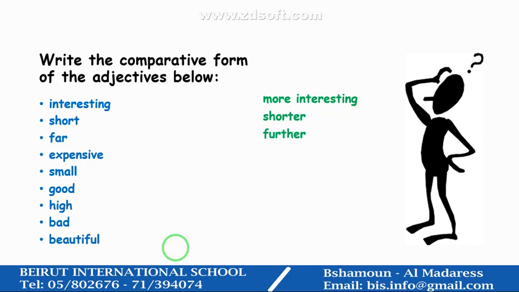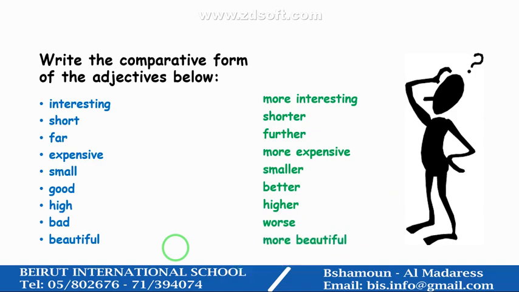Expensive is a long word, so the comparative form is more expensive. Small is a short word, so it becomes smaller. Good is an irregular word, so it becomes better. High is a short word, so it becomes higher. Bad is an irregular word, so it becomes worse. And beautiful is a long word, so it becomes more beautiful.